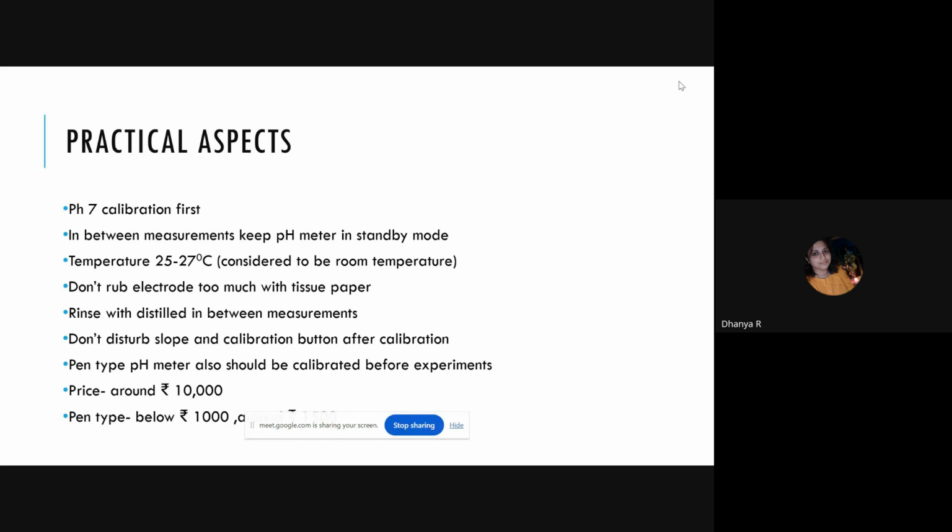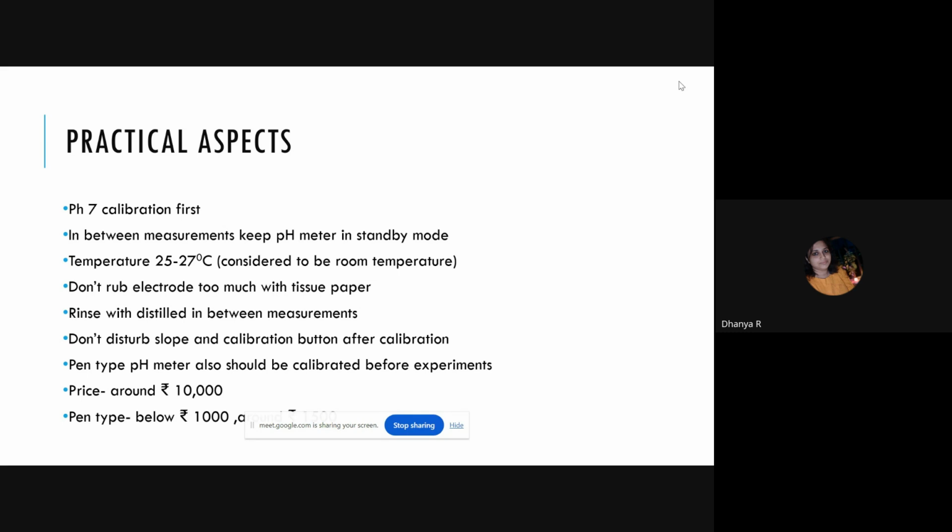एंड एक्सपेरिमेंट करने के बाद उसको ड्राई नीचे रखना नहीं है, उसको KCl सॉल्यूशन, पोटेशियम क्लोराइड सॉल्यूशन में डिप करके ही रखना है, ताकि जो इंस्ट्रूमेंट की लाइफ है वो ज्यादा हो सकते हैं. रिंस विद द distilled water in between the measurement.